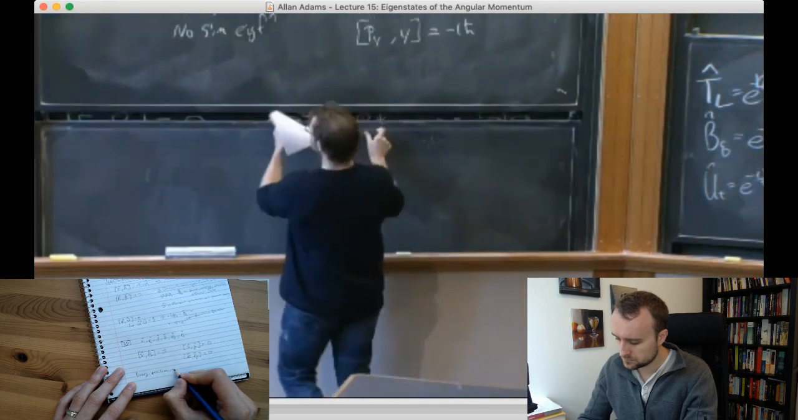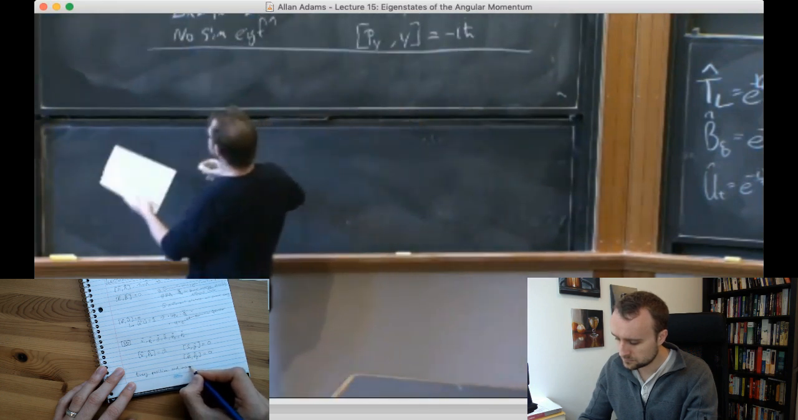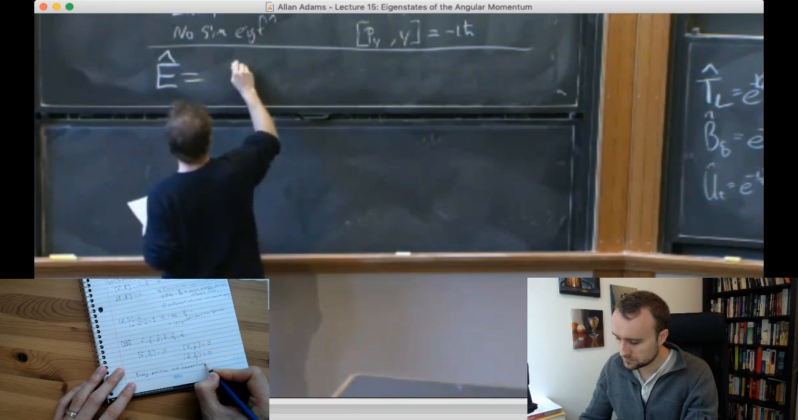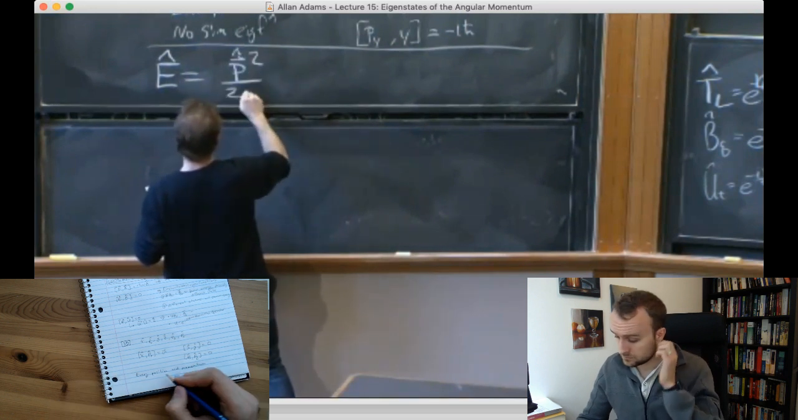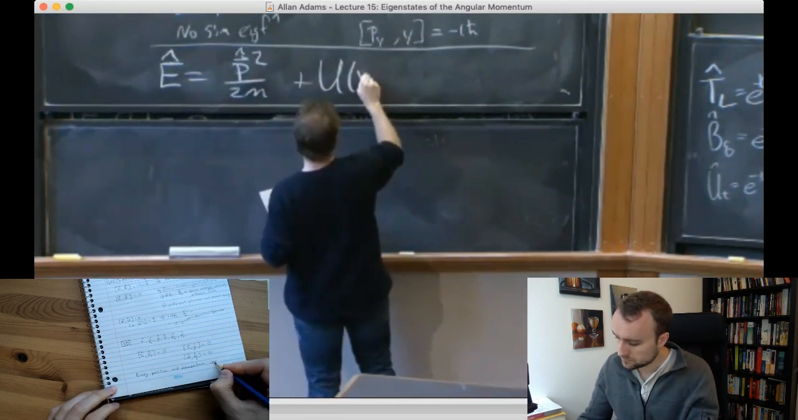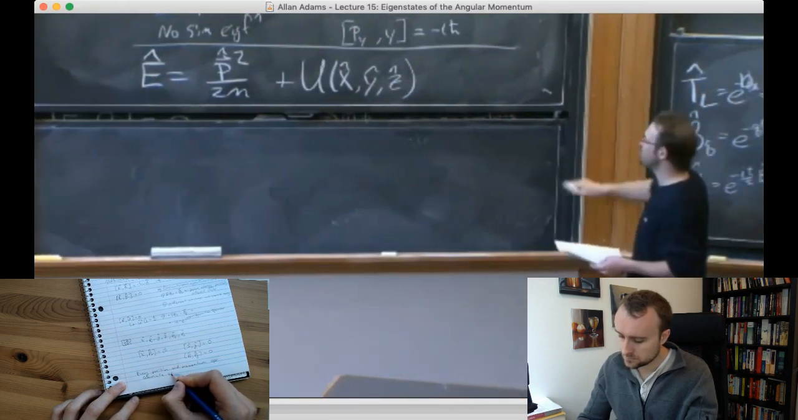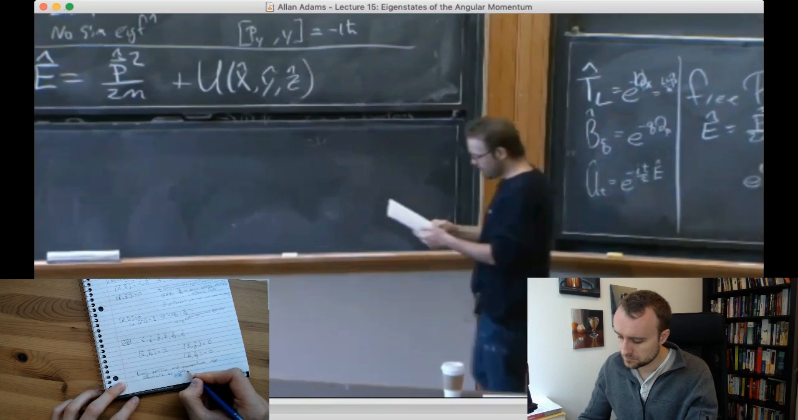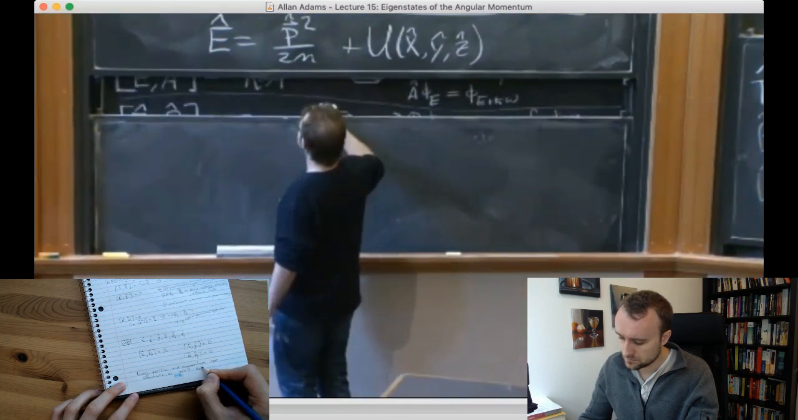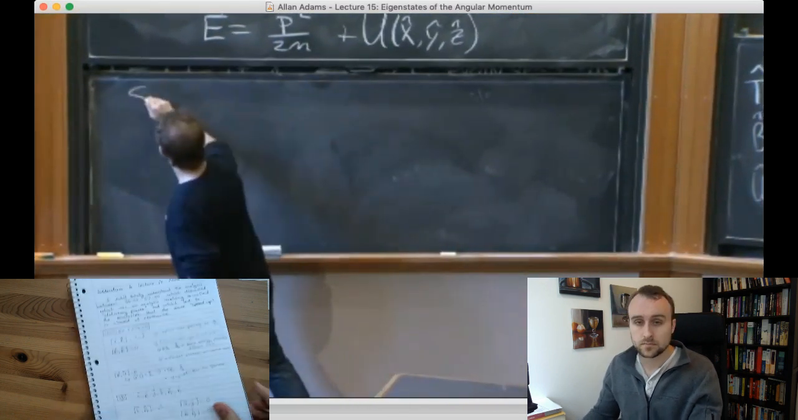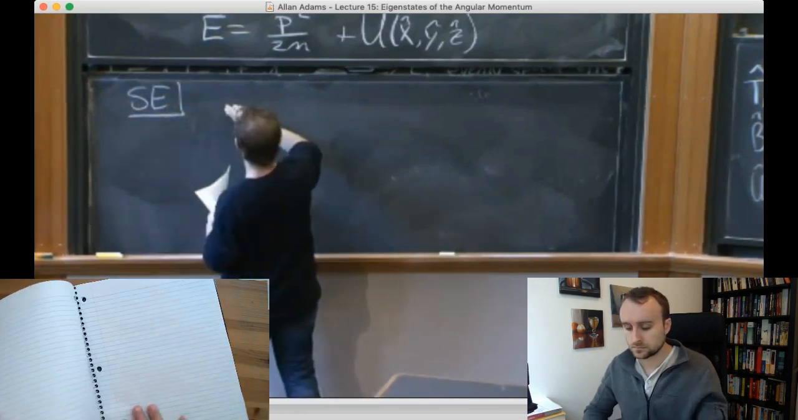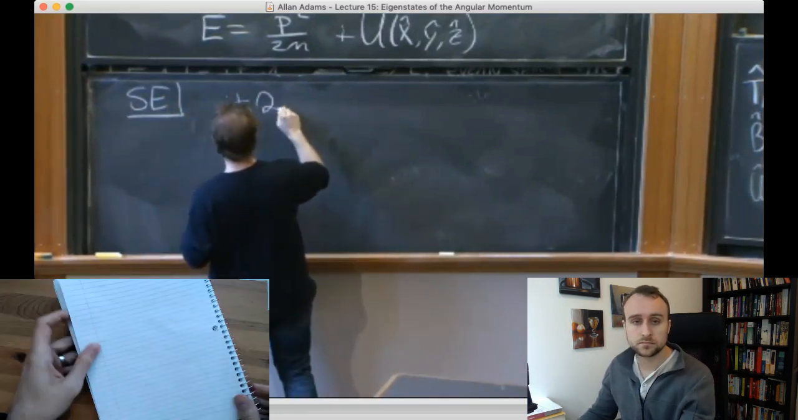Okay, so what kind of systems are we going to be interested in? We're going to be interested in systems where the energy operator is equal to p vector squared over 2m plus U of x, y, and z. You can see why dropping the hats becomes almost necessary. So in this language, we can write the Schrödinger equation. This is just a direct extension of the one-dimensional equation, i ħ ∂_t of psi.